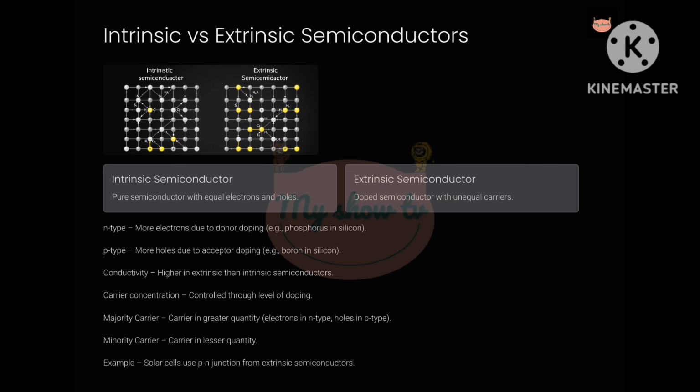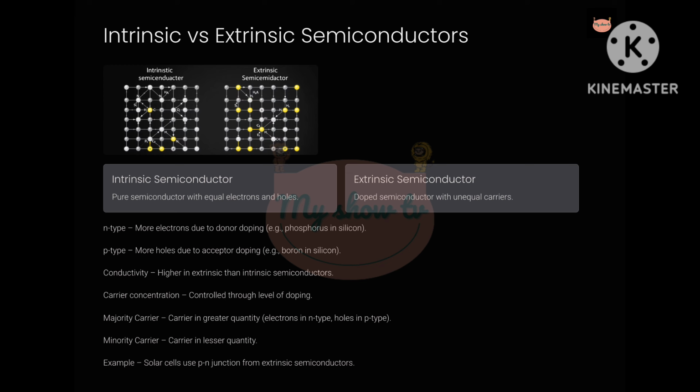Now let us understand the difference between intrinsic and extrinsic semiconductors. An intrinsic semiconductor is a pure form of semiconductor with no added impurities. The number of electrons and holes is equal. It conducts electricity very poorly at room temperature. To improve conductivity, extrinsic semiconductors are made by adding a small amount of impurity atoms. This process is called doping.